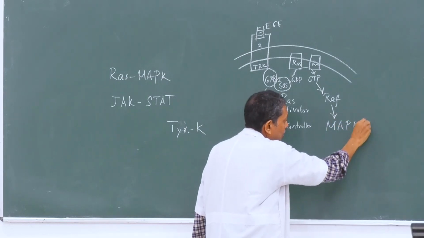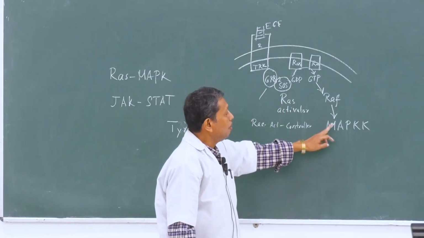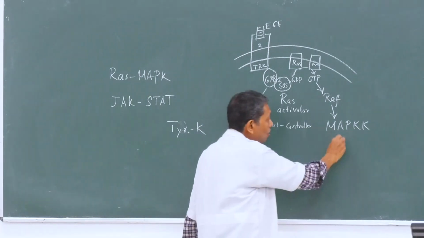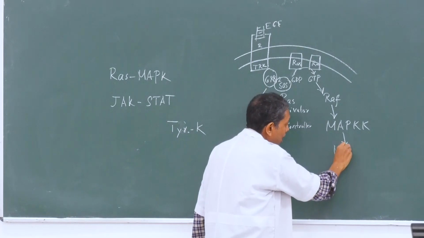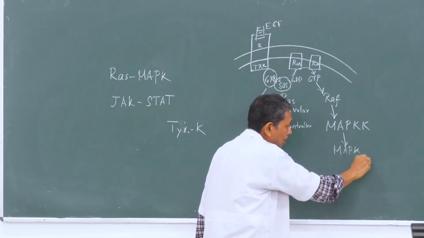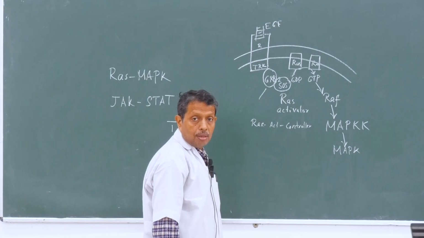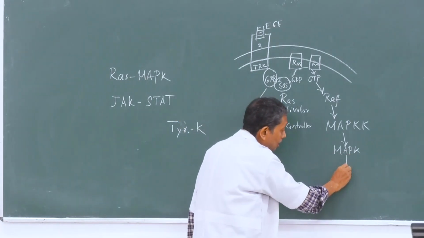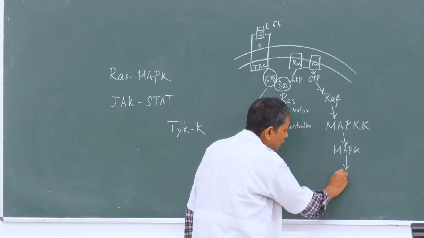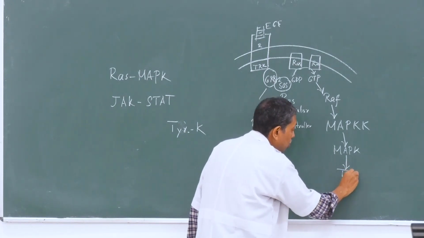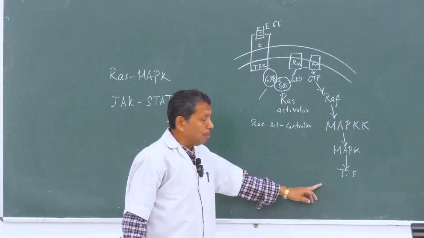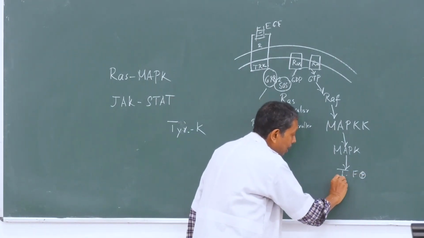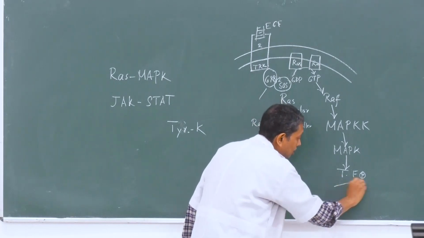MAPKK, mitogen activated protein kinase, and it will activate MAPK, mitogen activated protein kinase, and it has caused this phosphorylation of some transcription factor. When it becomes phosphorylated, it becomes active, and it will enter into the nucleus.